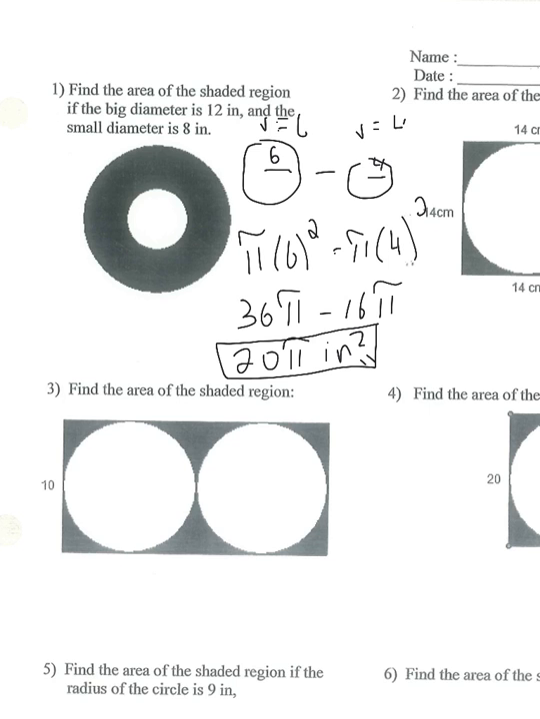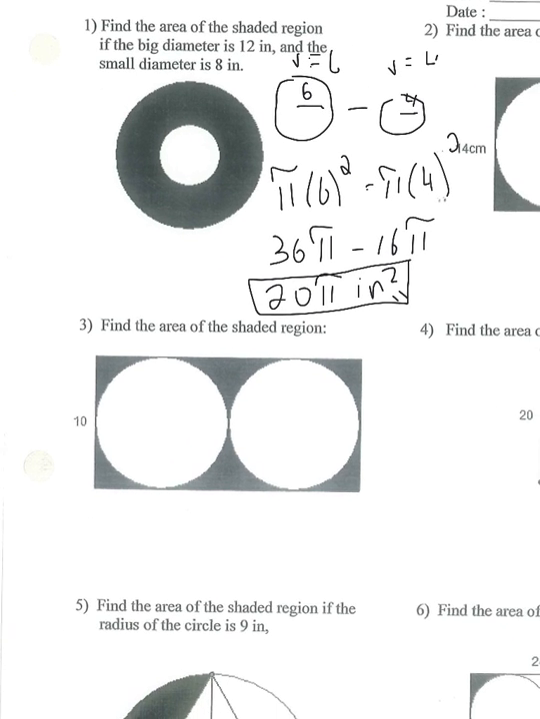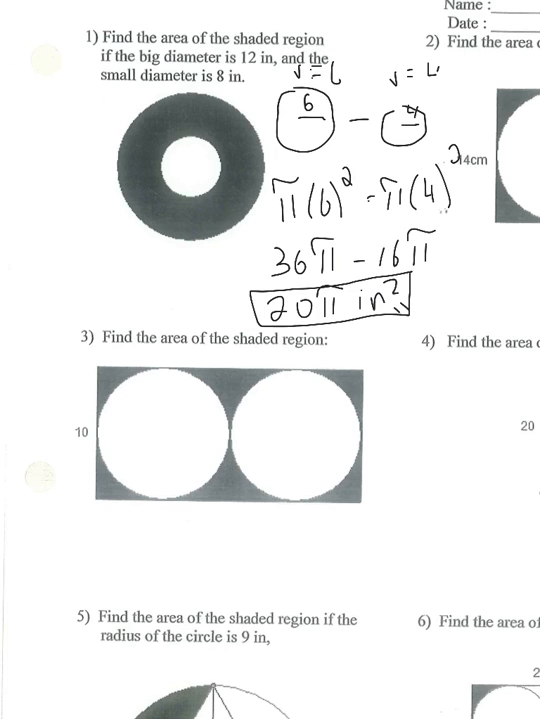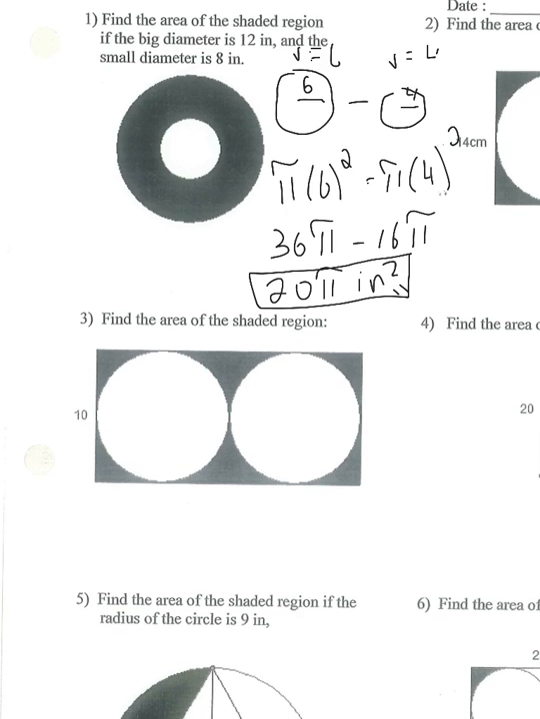Example number 3. Okay, find the area of the shaded region. Okay, so in this problem we have outside a rectangle and I have 2 circles inside. So how do you find the area of the shaded region? You have to do area of the rectangle minus 2 circles.